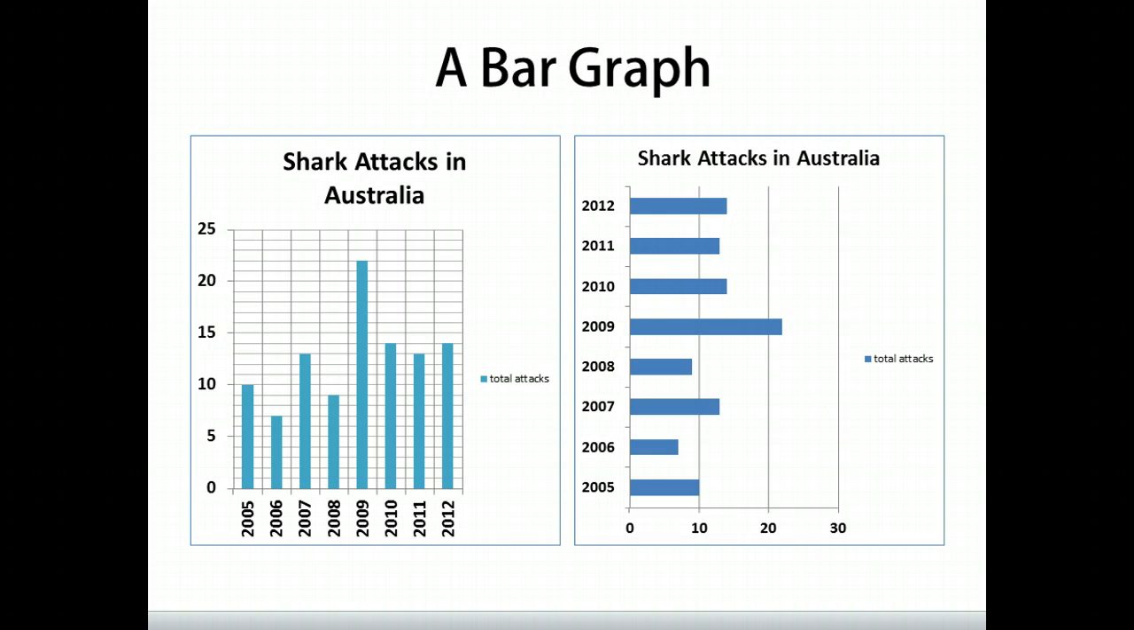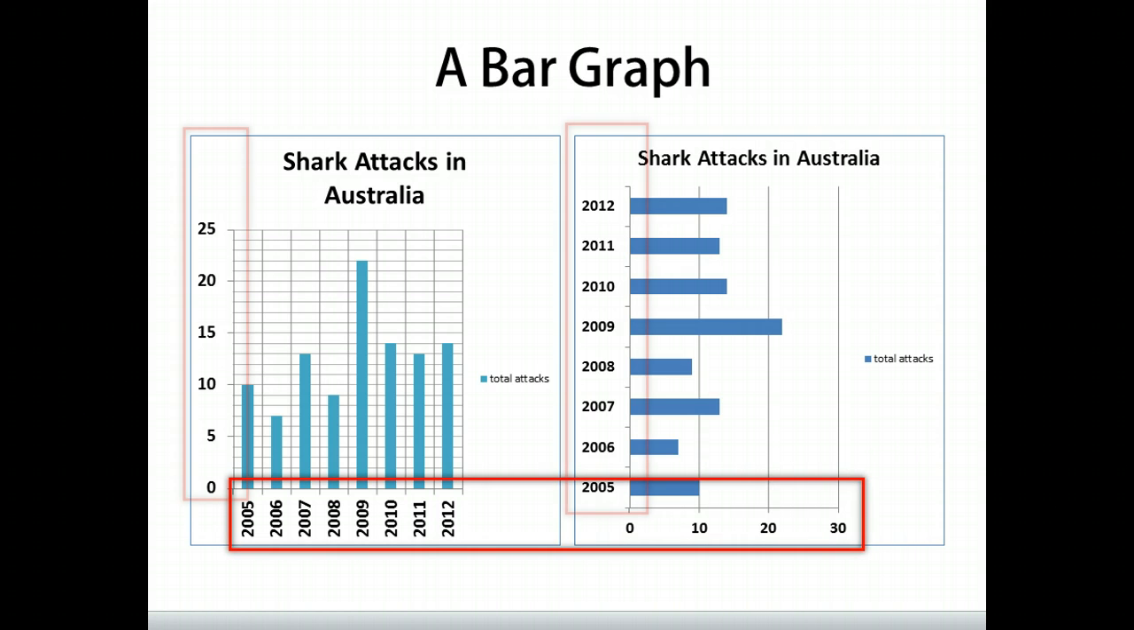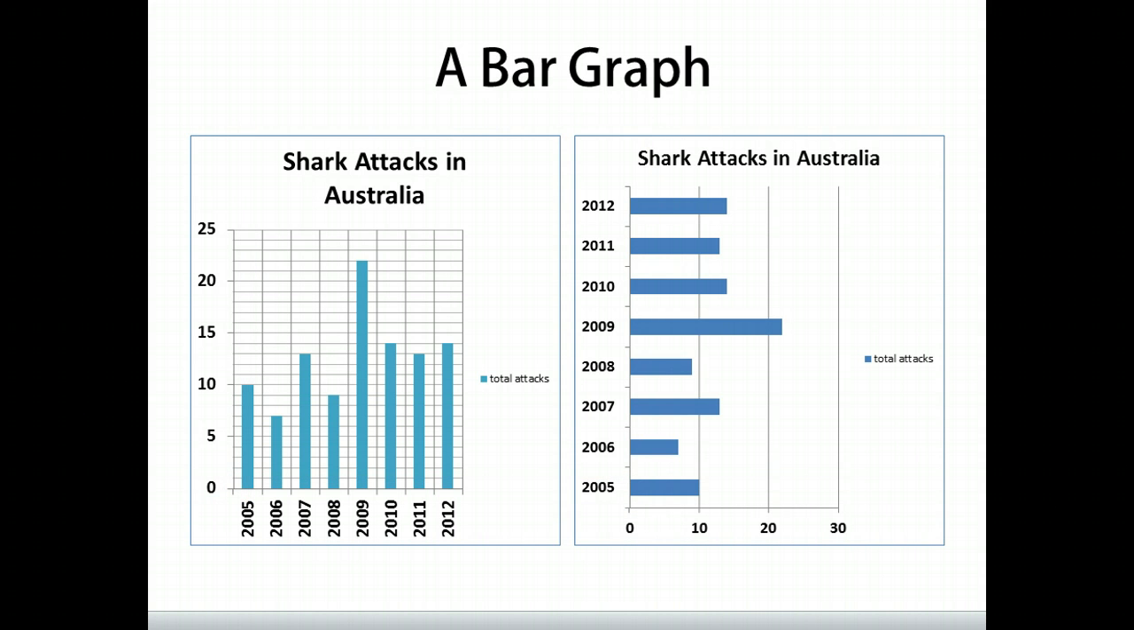And this graph is called the bar graph. So it's similar to the line graph in several ways. It also has an x-axis and a y-axis, but instead of a line, you see it has what we call bars. So these have 8 bars instead of the line.